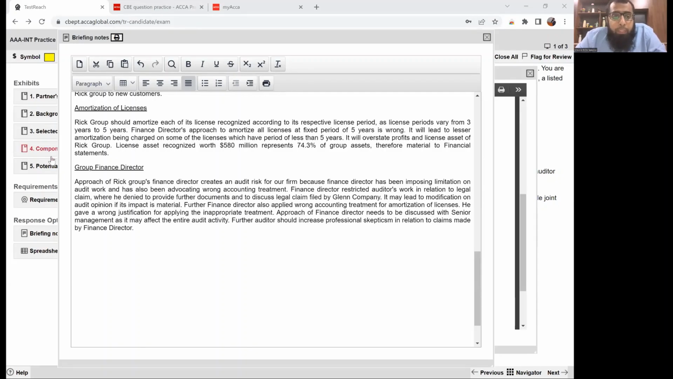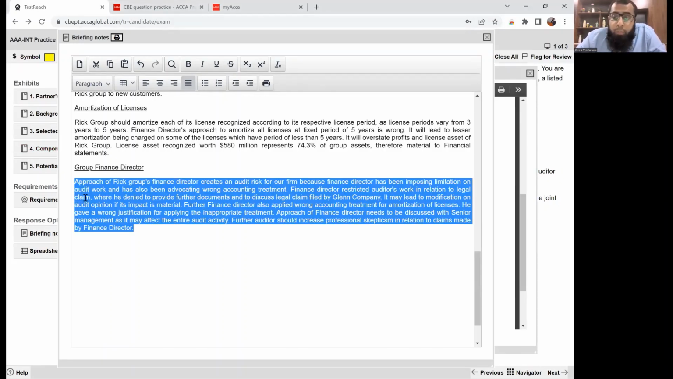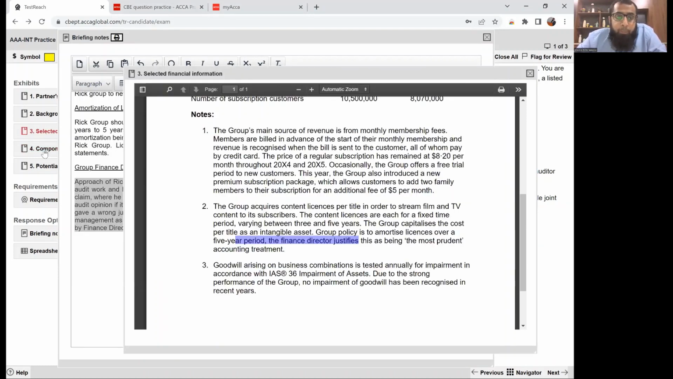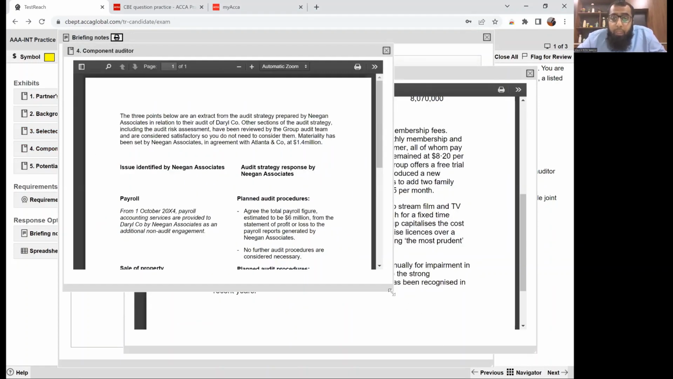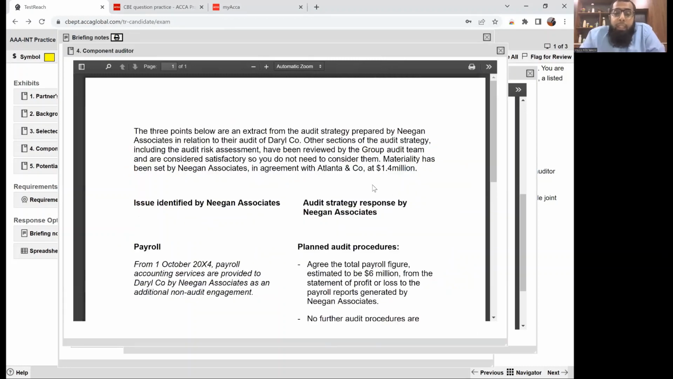So let's move forward. We wrote a risk in relation to the group finance director, so we are done with the selected financial information. Now we have some information relating to the component auditor's work. The 3 points below are an extract from the audit strategy prepared by Negan Associates in relation to their audit of Darrell Company. Other sections of the audit strategy, including audit risk assessment, have been reviewed by the group audit team and are considered satisfactory, so you don't need to consider them.